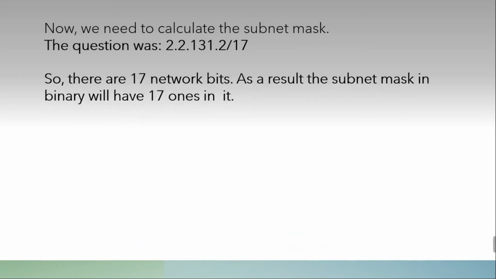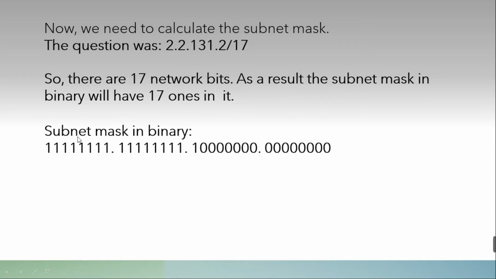So now I'm going to show how you can calculate that subnet mask. The rule here is that at first you count how many network bits there are in your question. As you can see, the slash notation is indicating /17, so that means there are 17 network bits in our question. As a result, the subnet mask in binary will have 17 ones in it. So let's see how we can represent that. This will be the subnet mask in binary.